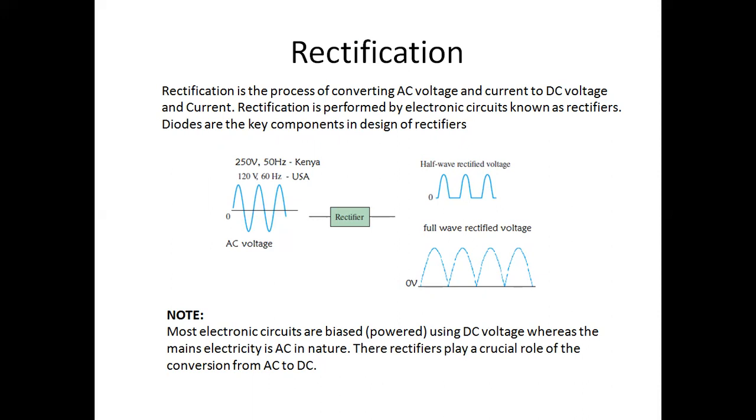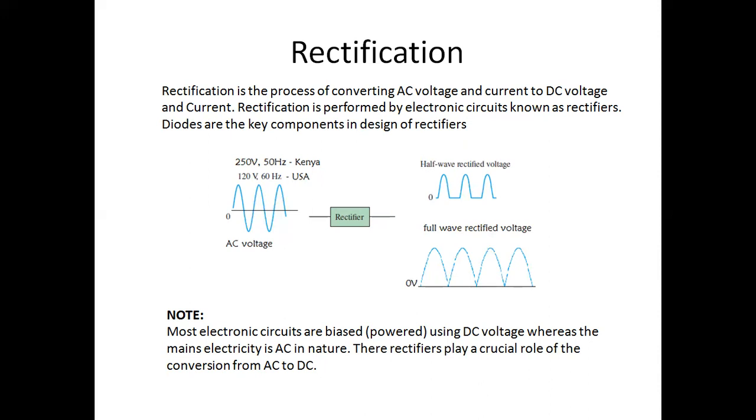The diagram there shows the AC voltage, and you need to note that for different countries, the value of AC voltage is different. In Kenya, for example, the RMS voltage value for the AC voltage we get from the mains is 250 volts, and it oscillates at a frequency of 50 hertz. In the US, you get that voltage at 120 volts RMS and oscillating at a frequency of 60.